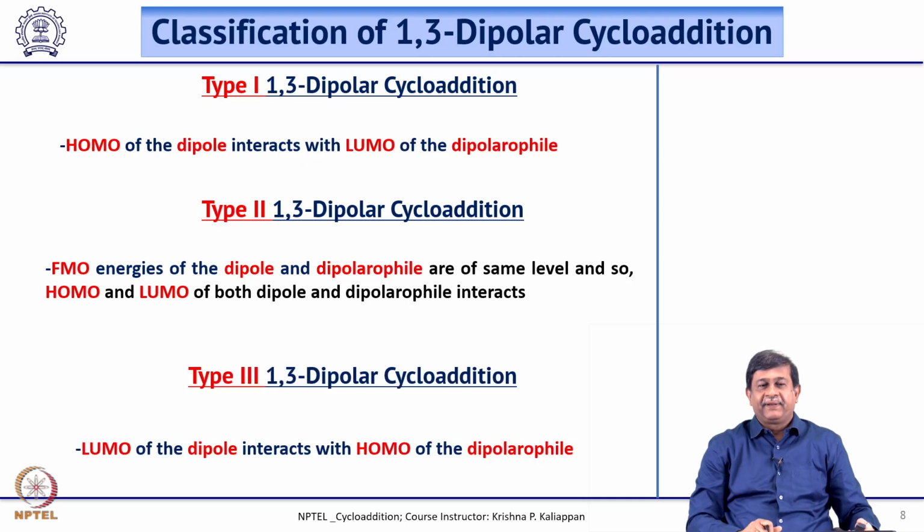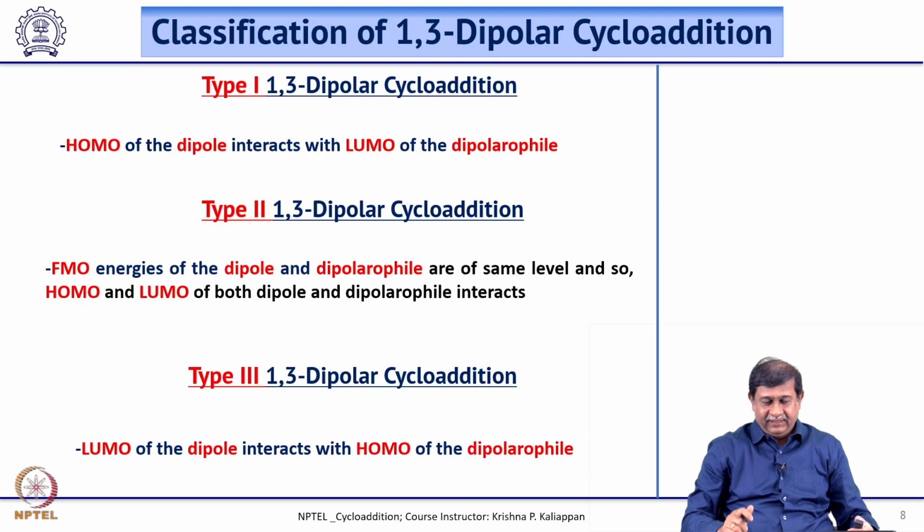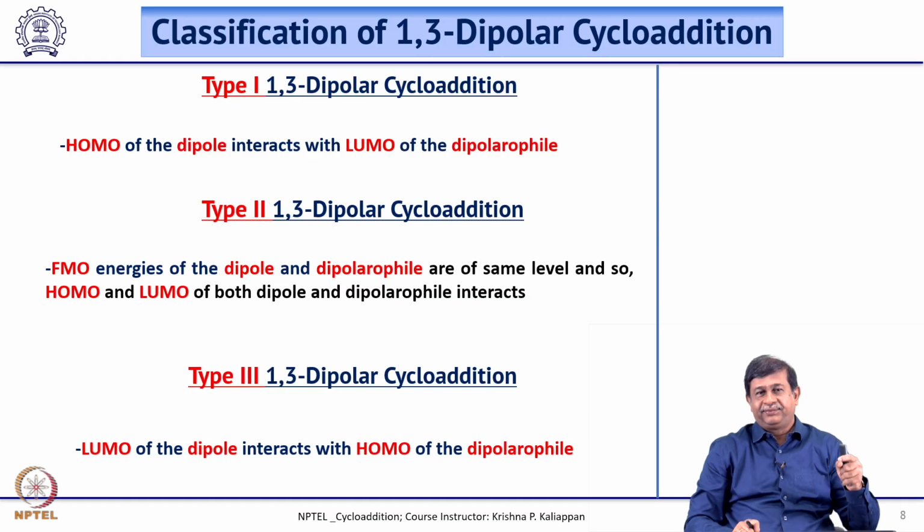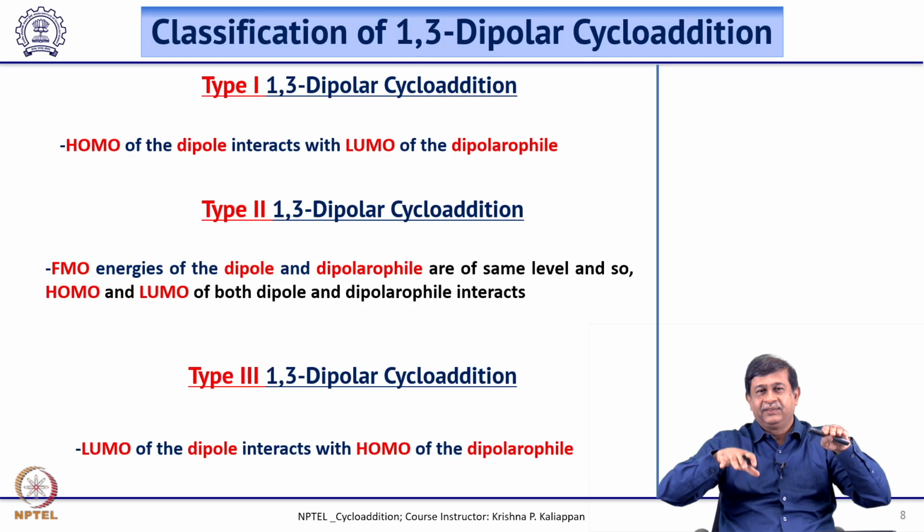Type 3, here the LUMO of the dipole interacts with HOMO of dipolarifier. Okay. So, these are 3 types. Again I will explain about type 3. In the case of type 3 dipolar cycloaddition, the energy level of dipole and dipolarifier are almost same. Okay. So, then a HOMO and LUMO of both dipole and dipolarifier can interact.